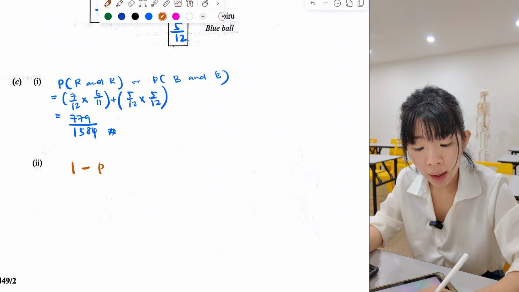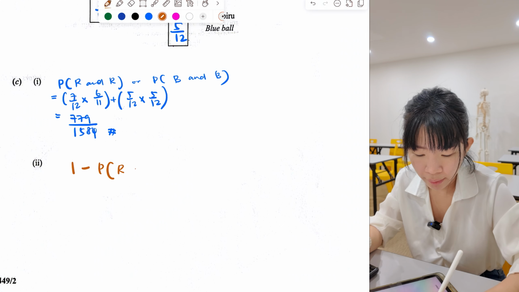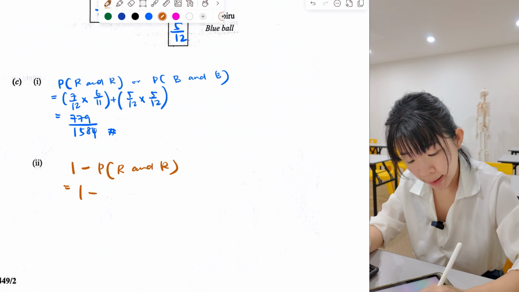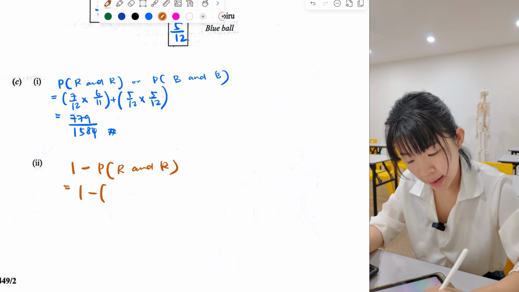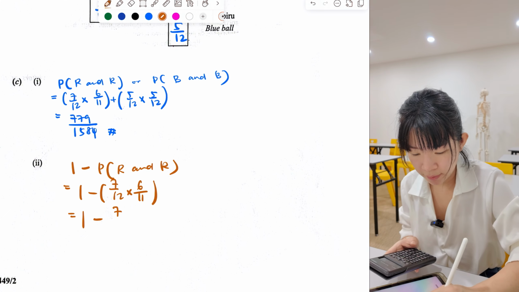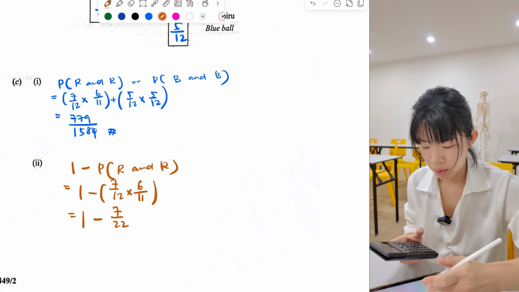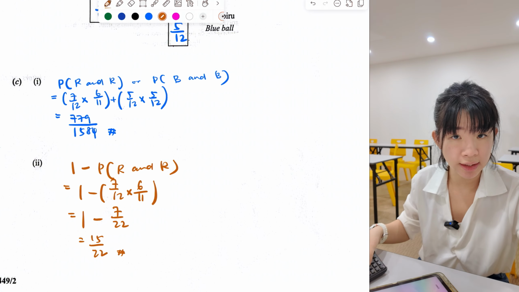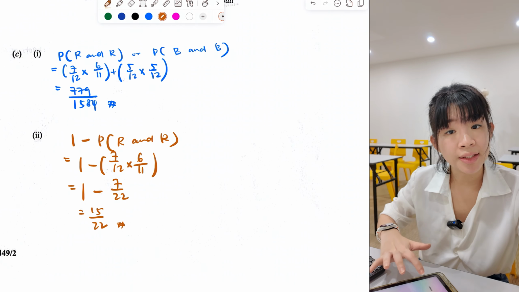So we want at least 1 blue, so we don't want red and red. This one doesn't have blue at all. So 1 minus red is 7/12, red again 6/11. Okay, 1 minus 7/22, which is 15/22. So this is the answer. Okay, so let's go next one.